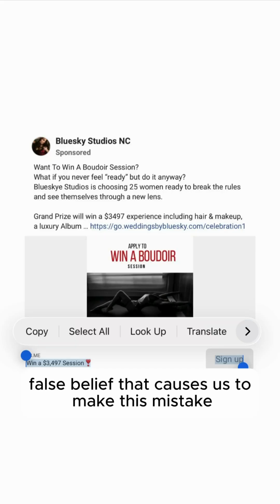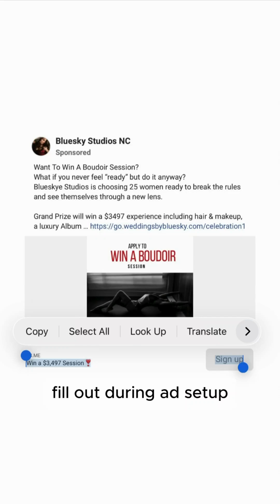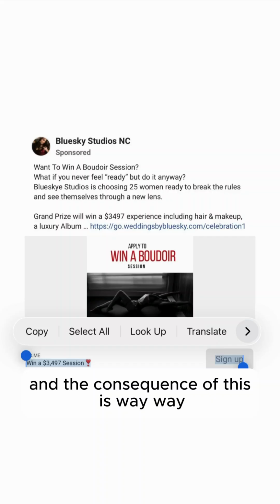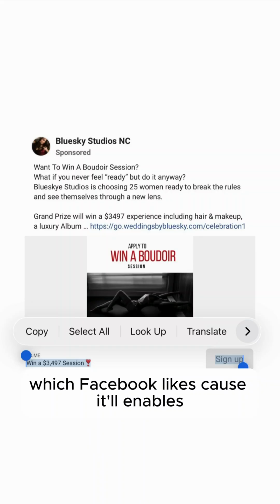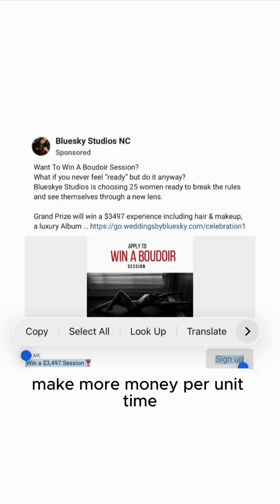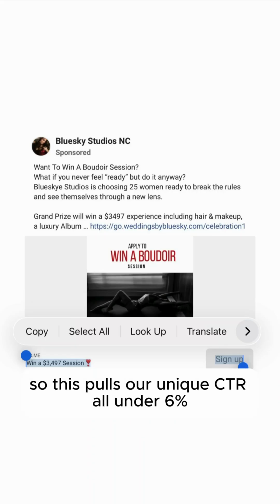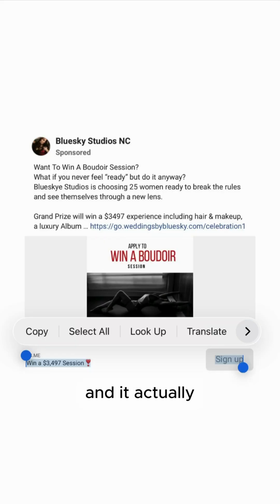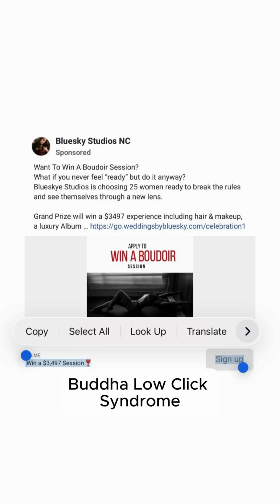The false belief that causes us to make this mistake is we're trusting what Facebook says. All these fields we should fill out during ad setup is actually what we should fill out. And the consequence of this is way more women going to be scrolling by our ad than necessary, which Facebook likes because it enables Facebook to serve more ads per unit time, make more money per unit time, but we actually waste more money per unit time. So this pulls our unique CTRL under 6%, and it actually contributes to BLCS, Boudoir low click syndrome.